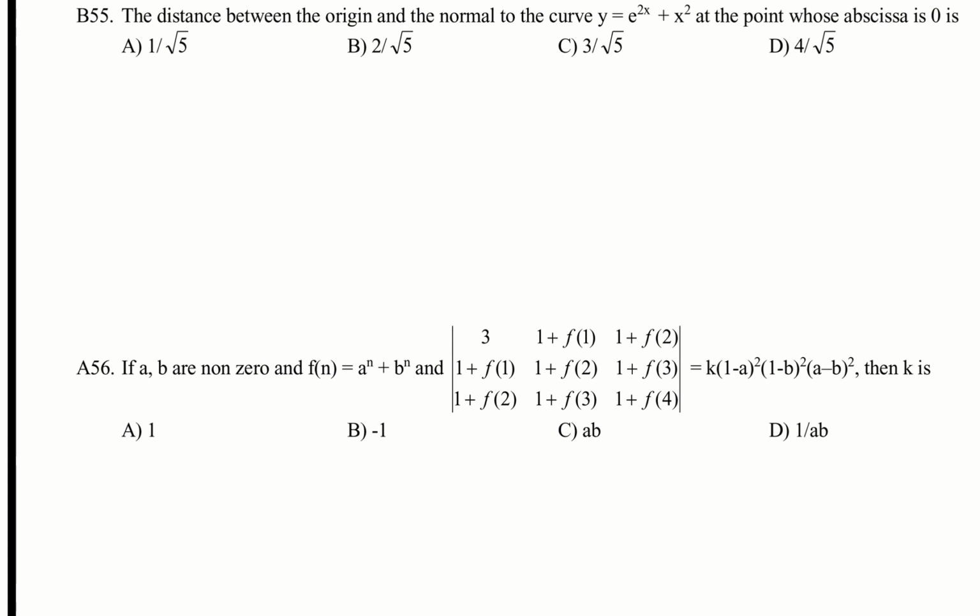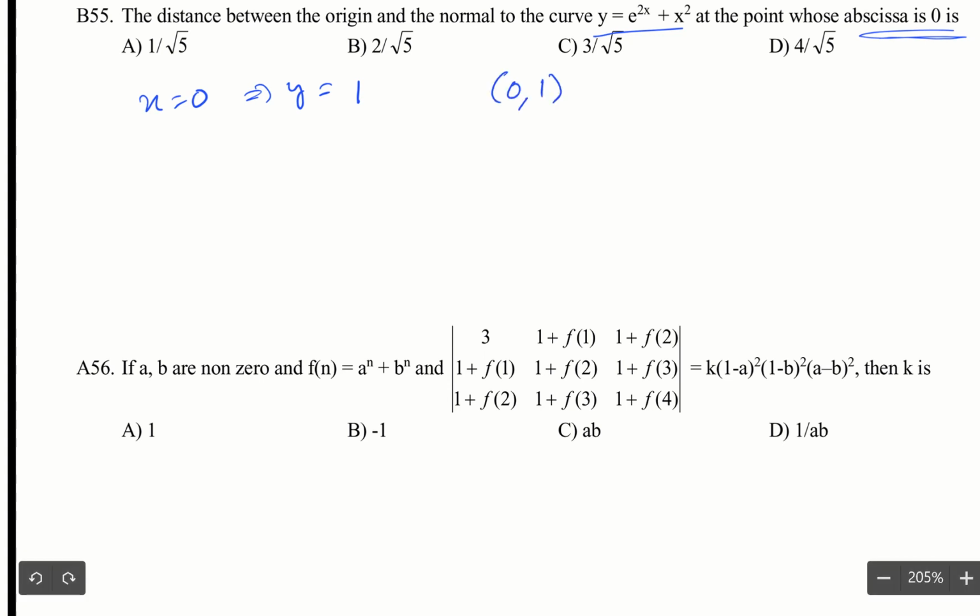Now coming to the 55th problem, it is talking about the distance between the origin and the normal to the curve at the point where abscissa is 0. We know that abscissa means x coordinate. Now if I put x = 0 in the curve, then you can see that I'll get y = e to the power 0, that is 1, plus 0. So y will be 1. So basically I have to find the normal at the point (0, 1). Now you know how to find the normal. First I differentiate and substitute, then take the negative reciprocal of the slope of the tangent.